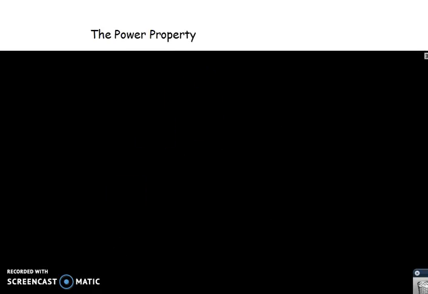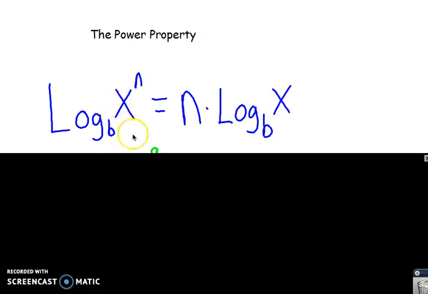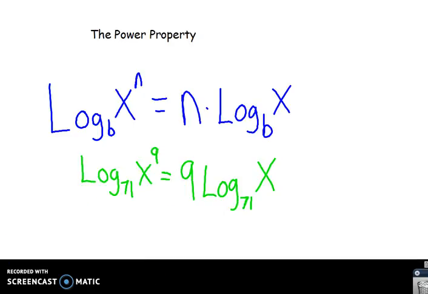Alright, so the next property we have on our list is what we call the power property. This deals obviously with powers. So what we have is this, the log base b of some x to the n. We can simply drop the exponent out in front like we're chopping down a tree. Thump! Down it falls out in front. Log base b of x. An example being this. Log base 71 of x to the 9th equals 9 log base 71 of x. The 9 just comes out in front as a coefficient.